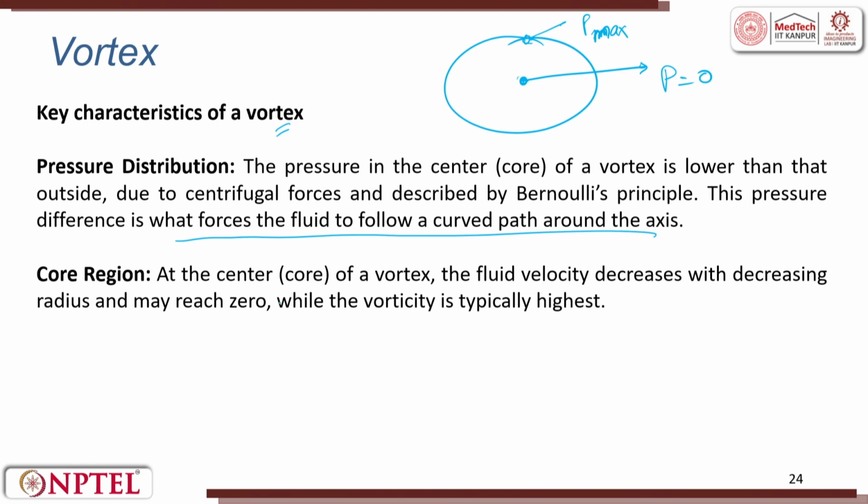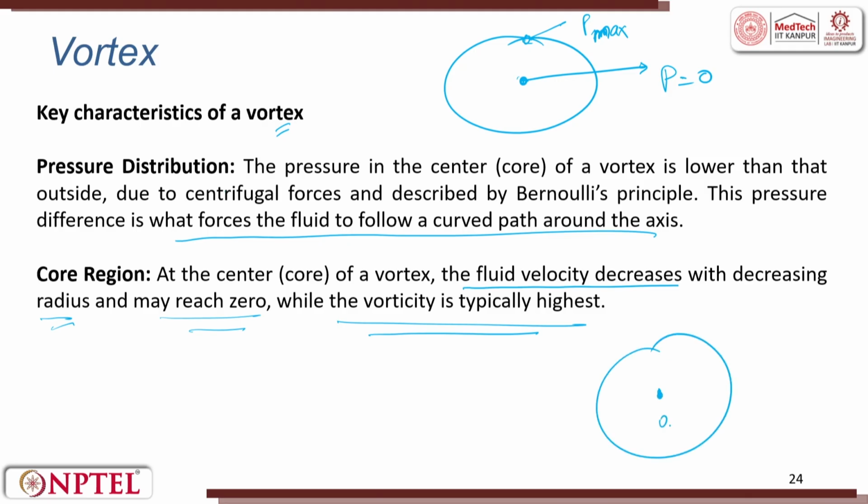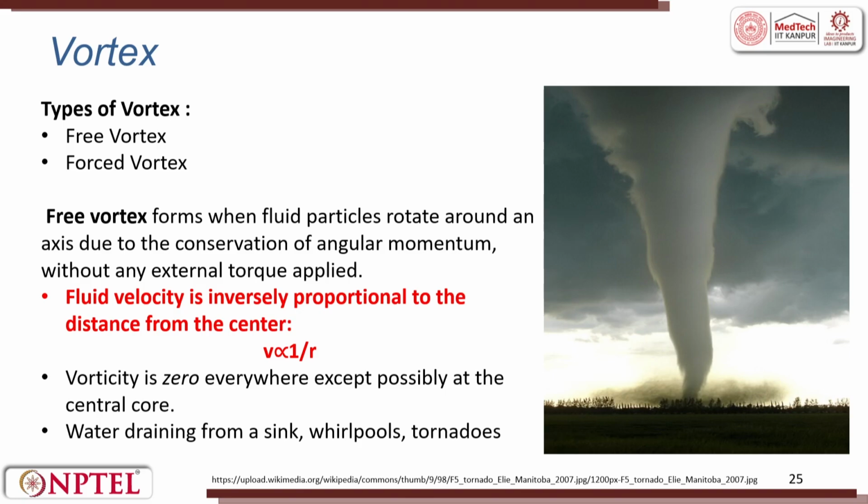At the core region of the vortex, the fluid velocity decreases with radius and may reach 0, while the vorticity is typically highest. So, at the center point it can go to 0. So, there are two types of vortex. One is called a free vortex, the other one is called a forced vortex.